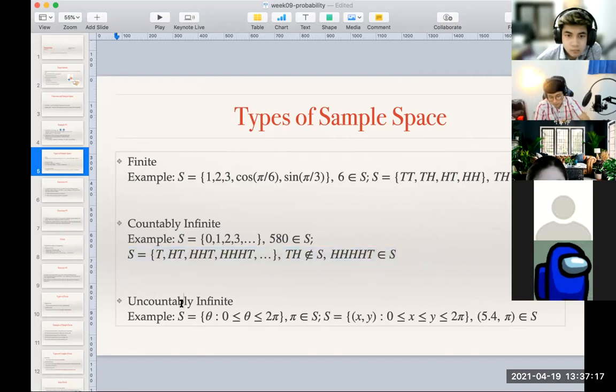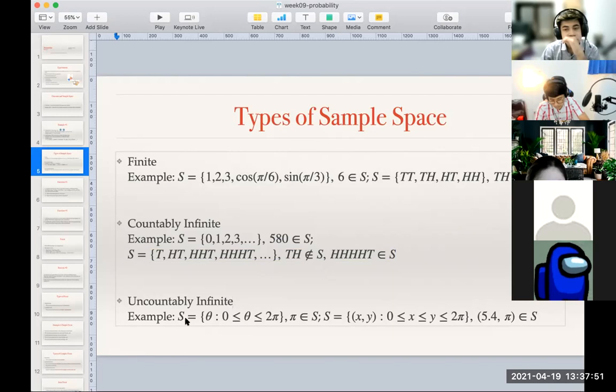Okay, so another type is uncountably infinite. What does it mean? It is the most ambiguous one of the sample spaces. The elements, the members of the sample space, are already infinite. There is no limit already. It's very huge. And added to that, another characteristic is that it's uncountable. You cannot count the members of it. So it's not a fixed number.